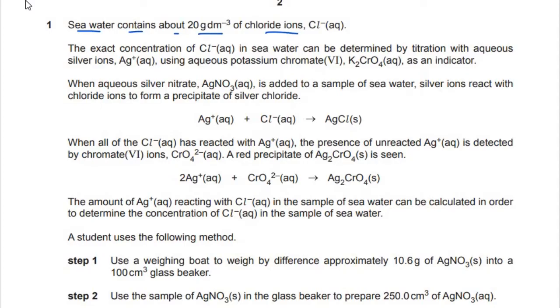That is, seawater is containing chloride ions in aqueous form, and the exact concentration of chloride ions in seawater can be determined by titration with aqueous silver ions, that is Ag plus ions, using potassium chromate, K2CrO4, as an indicator. You can pause the video and read the whole process of how the reaction occurs. The silver nitrate in Ag plus form is reacting with chloride ion to form the precipitate of silver chloride, and the excess silver ions react with the chromate indicator to form Ag2CrO4, which is again a red precipitate. So that acts as an indicator that the reaction is over, the chromate will react to form this showing red color. So the end point will be a red color.